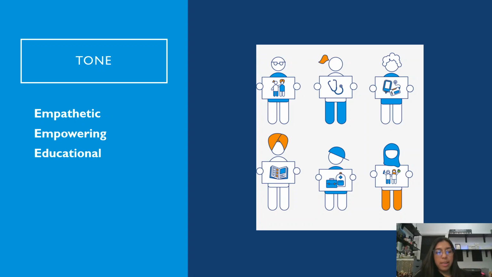Empowering is necessary because it gives them the tools to take charge of their own lives and to work together as a community and to influence change. And finally, educational, because if they have a good background and foundation about the basics of diabetes and how to prevent it and how to manage it and how to keep the symptoms at bay, they're more likely to be successful in their personal lives.